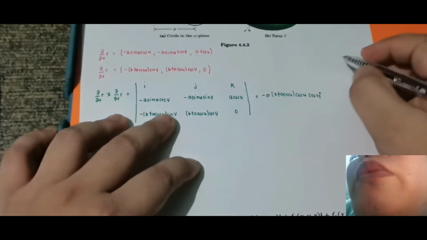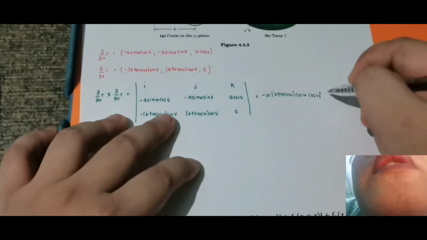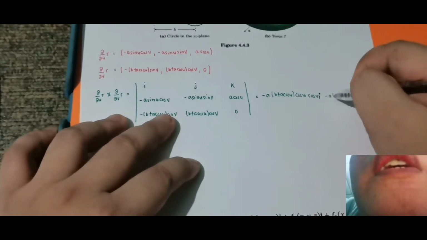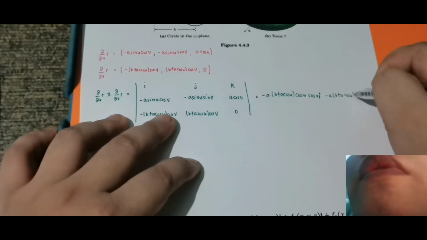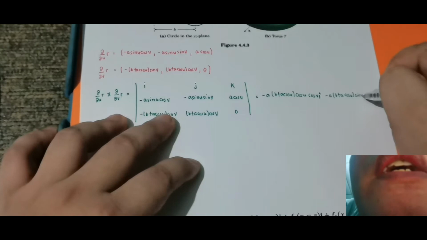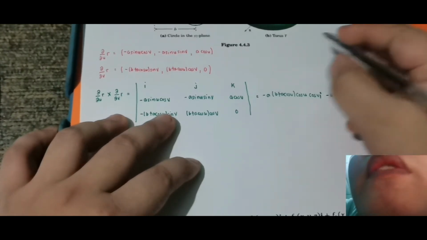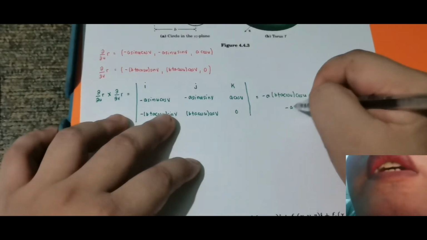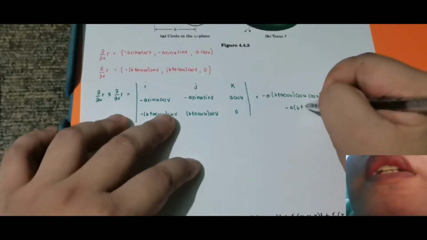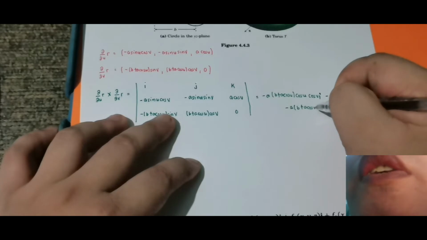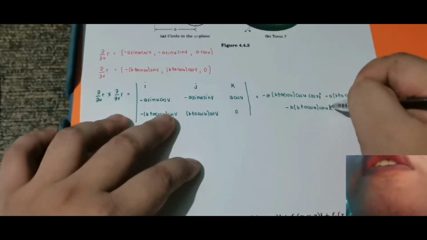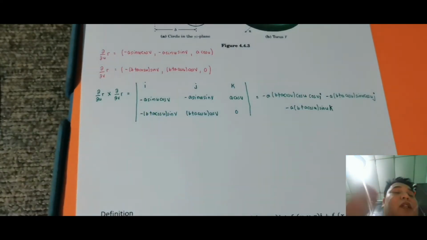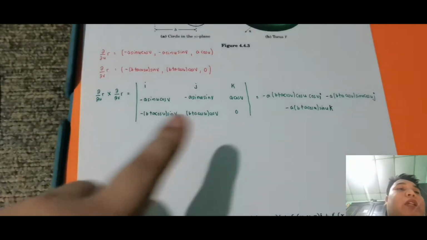Lalagyan ko lang ng i, component ko ulit. Then minus a times b plus a cosine u, then sine b, then cosine u, tapos j. Lastly, this is minus a times b plus a cosine u, then sine u k. Okay, so ayan yung ating result after ng cross product.